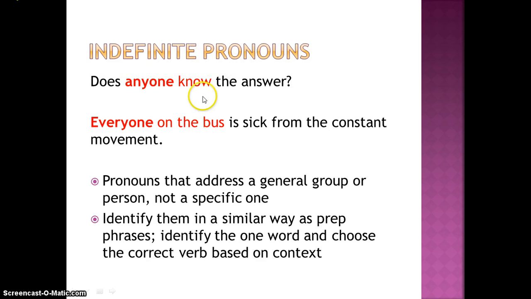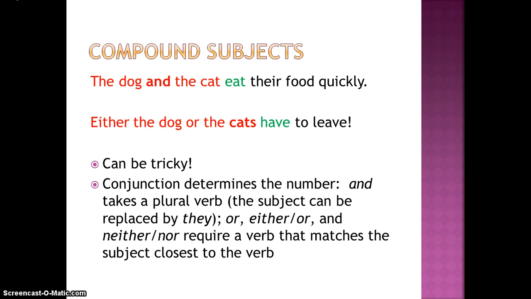So again, just like with your prepositional phrases, just choose the one word when you have, since this is technically a prepositional phrase. So just find the word that identifies what the simple subject is. And then determine if it's singular or plural and write your verb accordingly. And it's all based on context. Context is very important with subject-verb agreement.